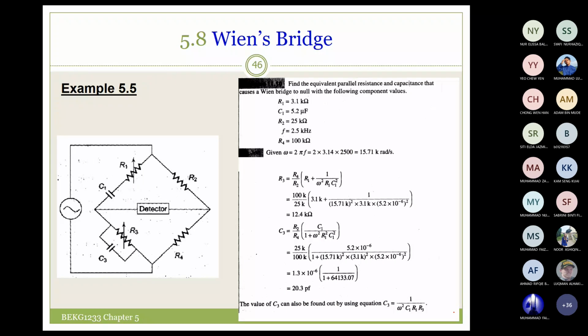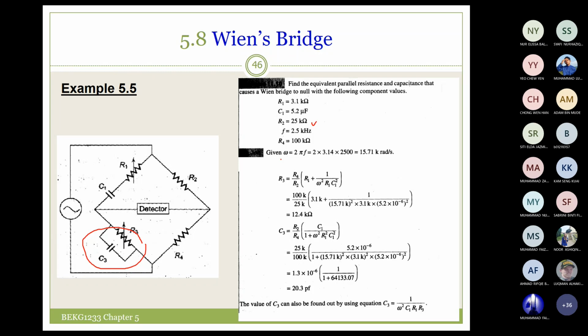For the Wien bridge, example 5.5: find the equivalent parallel resistance and capacitance that cause a Wien bridge to null with the following components. Here C3 and R3 you want to find. R1 is 3.1 kilo ohm, C1 is 5.2 microfarad, R2 is 2.25, and the given frequency is 2.5, and R4 is 100 kilo ohm.